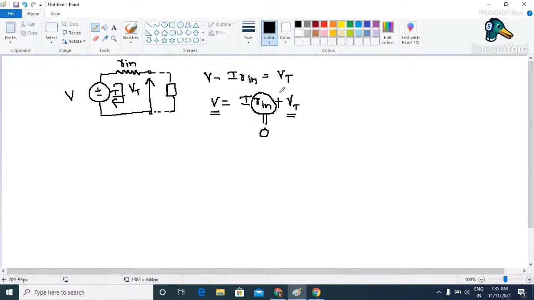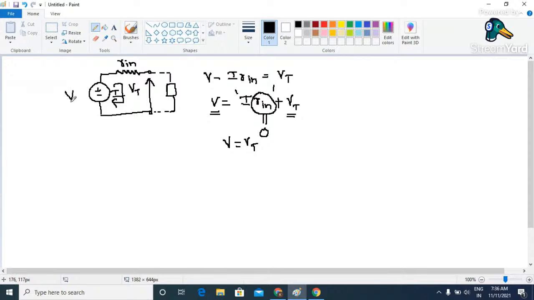The moment we design a voltage source which is capable of offering 0 internal resistance, then the value of I into R in is going to be 0. And the moment the value of I into R in is 0, the value of V is exactly going to be equal to Vt. And this is what our ideal condition is.